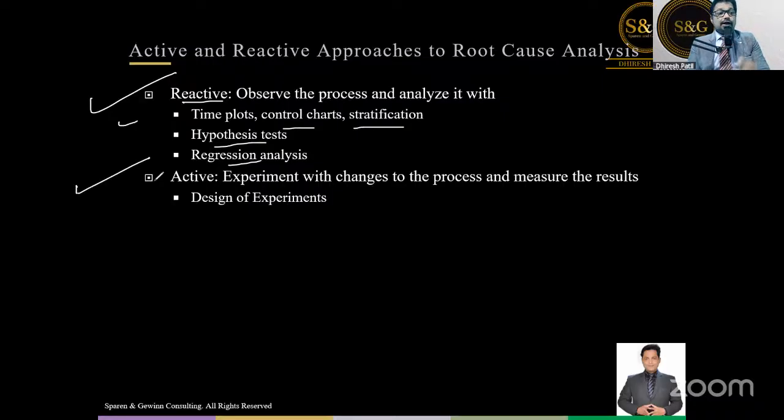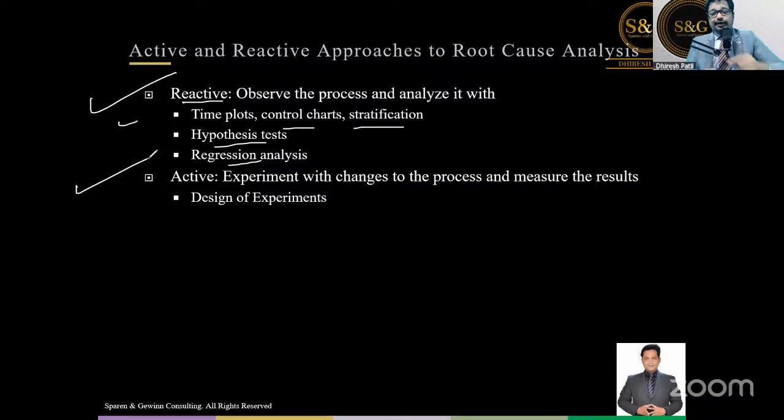What is that? You tweak the process. You become a part of the process and you tweak it, and you check what is the impact on the output, and then you collect the data. Understand this? The first one, the reactive way, is where the process has already happened. Now we are collecting the data and analyzing it. That is called the reactive way.